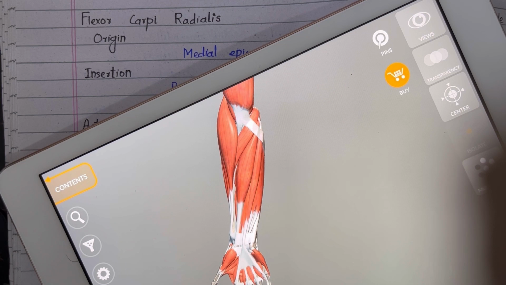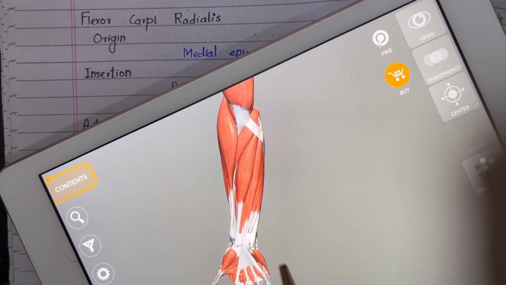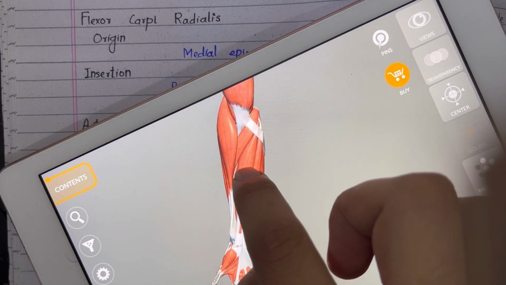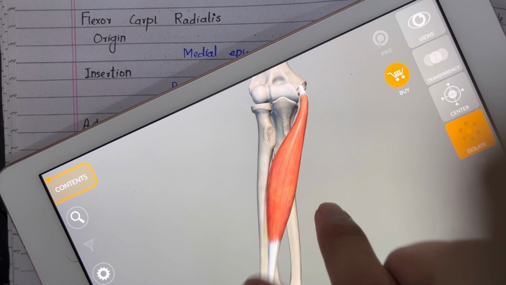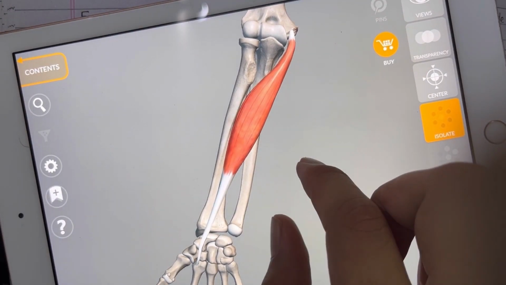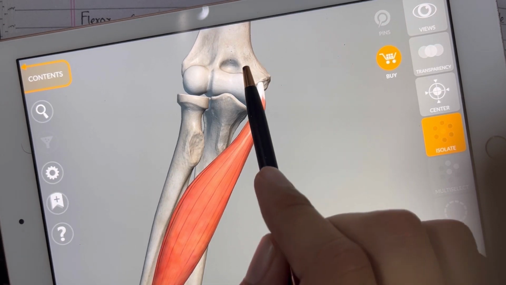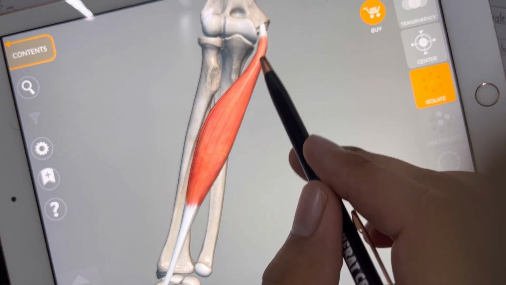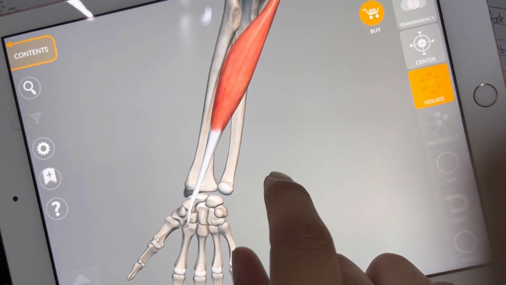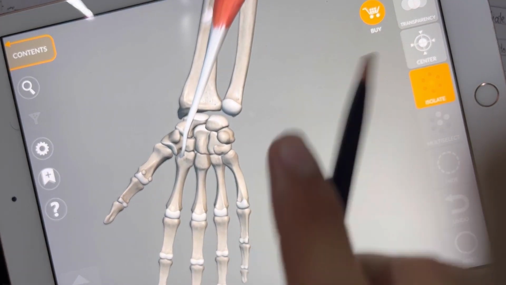Now student, moving toward another muscle of the anterior compartment of the forearm, the flexor carpi radialis muscle. This is the flexor carpi radialis muscle. Student, the flexor carpi radialis muscle originates from the medial epicondyle of the humerus bone. This is the medial epicondyle of the humerus bone. This muscle runs inferiorly and laterally, and it inserts on the base of the second and third metacarpal bones.